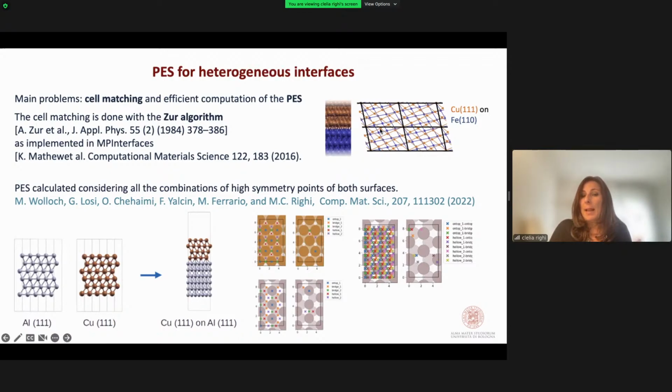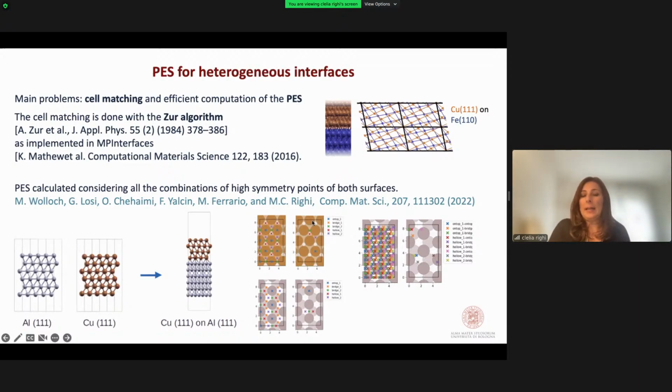For example, here in black, you can see the supercell that has been identified for this couple of lattices. So the lattices are automatically rotated, for example, one with respect to the other, to obtain the minimum size for the common supercell. And once this supercell is identified, our workflow is able to calculate the PES, the potential energy surface, for the hetero interface.